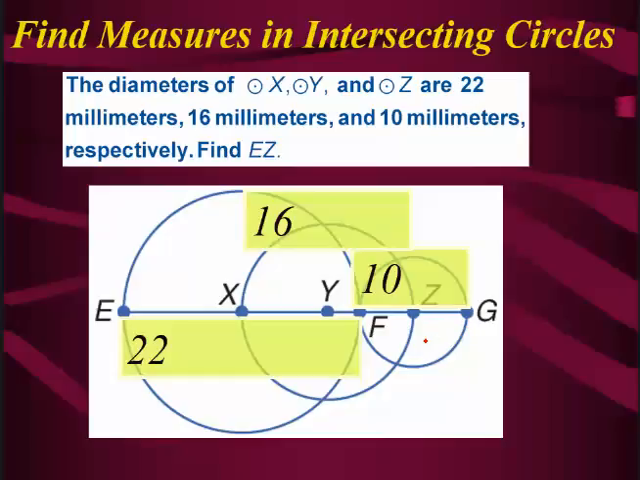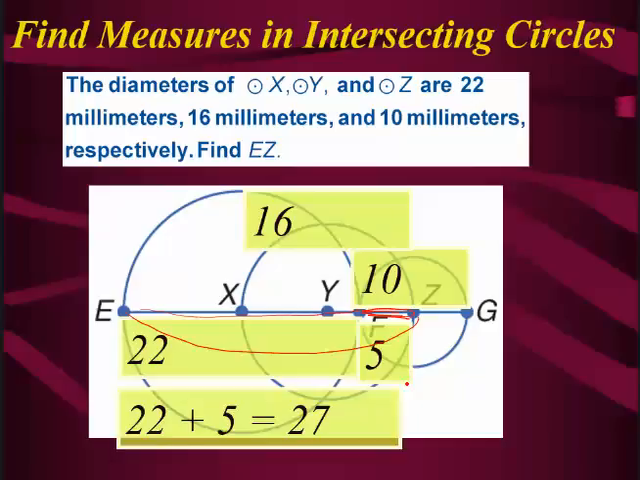Okay. Now I am asked to find the distance from E to Z. Well, I know this much right here is 22. So I just need to find this part right here. Well, that's a radius of this small circle. If this whole diameter is 10, what is this radius going to be? It's half, which is 5. Remember, radius is half the diameter. So now I put those two values together, and my distance is 27.